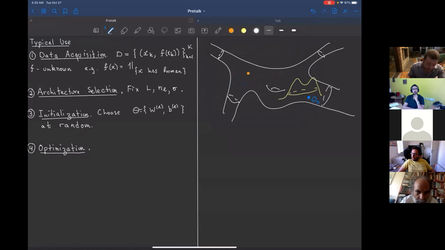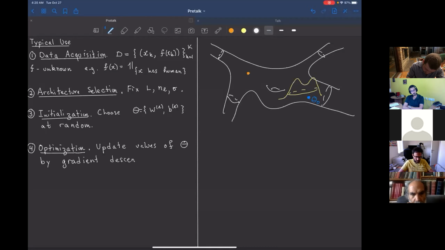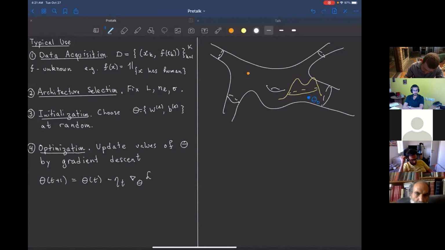And the purpose of optimization is to update your parameters. So you update the values of this vector theta, which encodes which function you're currently computing. And the kind of crazy thing, in a sense, is that in practice this is always done by gradient descent. So you do it by gradient descent, right? Which literally means that theta at time t plus 1 is theta at time t minus a step size eta times the gradient of some function with respect to theta, evaluated at theta equals theta of t, where you also have to tell me this loss function, as they call it.